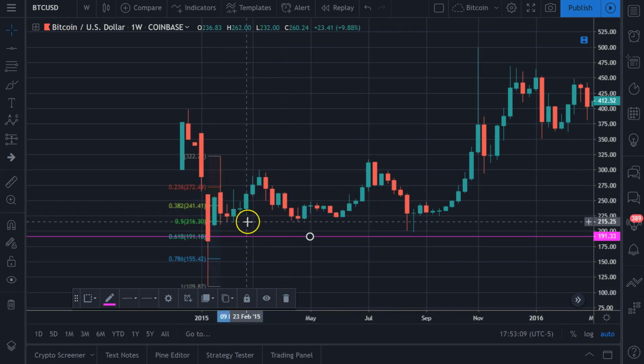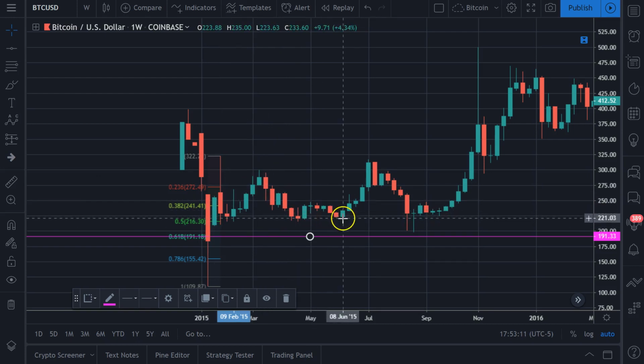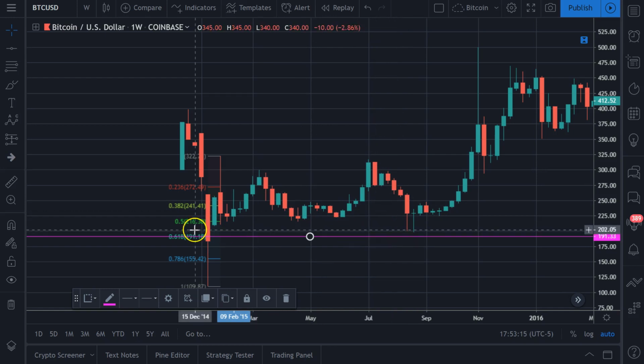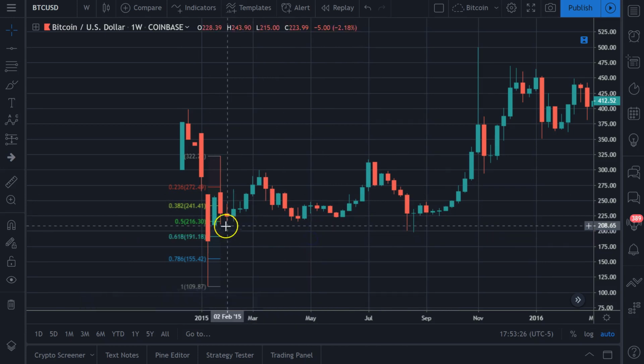Here's our 50 fib right here. You can see it just touched it over and over and over again. And then it came down and tried to touch the 61.8 fib, right? So plenty of chances to get in. This was like holy cow, 8 months. This was an eight-month period where you had a chance to get back in again and again and again, okay?